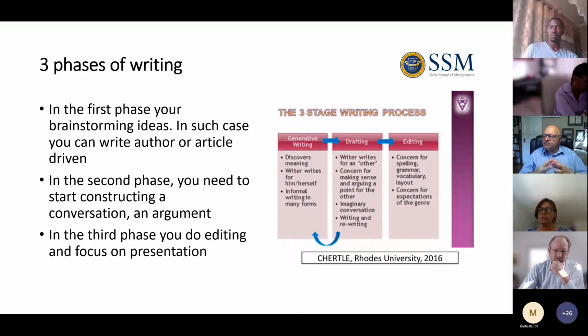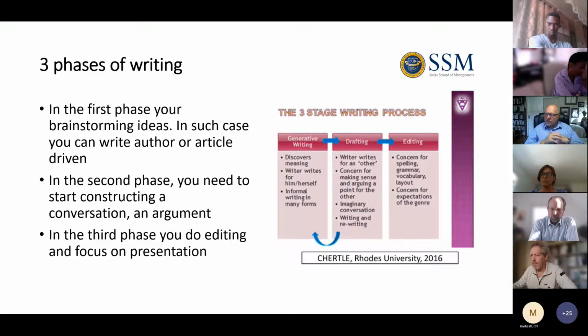So you discover meaning and you write for yourself, and it's really informal writing in many different forms. So you keep a file with all of this information, generating those ideas. And then the second phase, which is also called drafting on the slide, is where the writer then writes for others, where you now start arguing, making sense, putting the arguments together, creating an imaginary conversation, writing and rewriting. And it's very interesting, as you'll see later, in creating an argument.